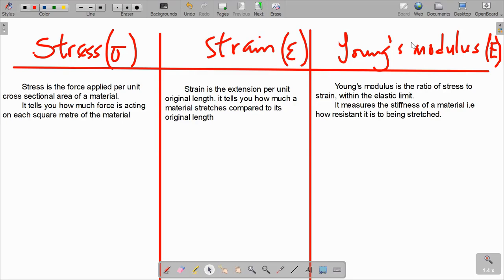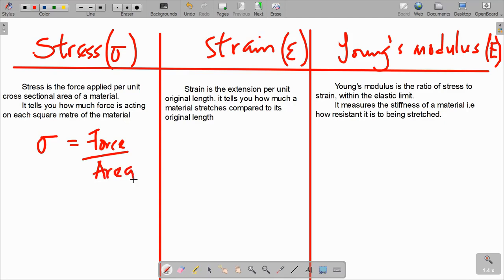So first of all, what is stress? Stress is the force applied per unit cross-sectional area of a material. It tells you how much force is acting on each square meter of the material. Stress itself is given by the symbol sigma, and is equal to the force divided by the area.